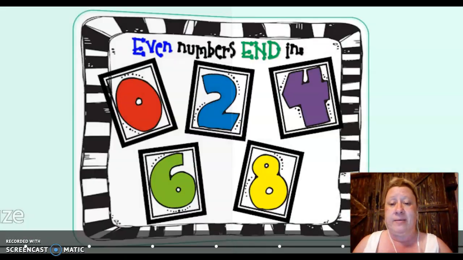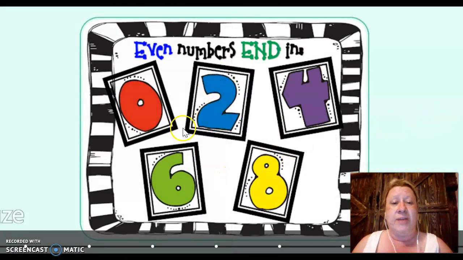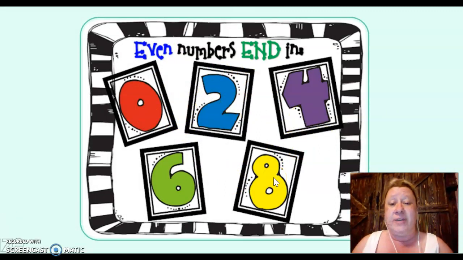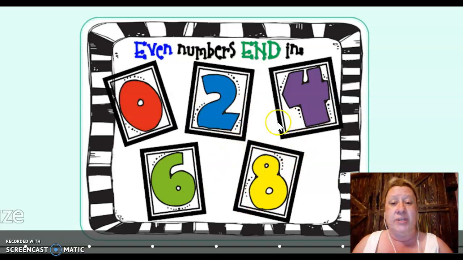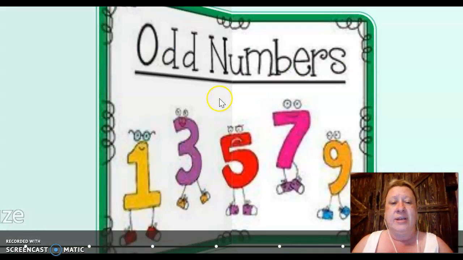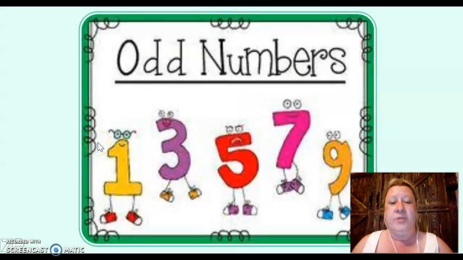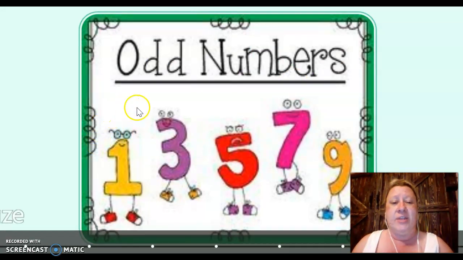Okay. And here's just a reminder, numbers 0, 2, 4, 6, 8 are even numbers, or any numbers that end with these numbers are even. And these are odd numbers, 1, 3, 5, 7, and 9. They are odd by themselves, or any numbers that end with 1, 3, 5, 7, or 9 are odd.